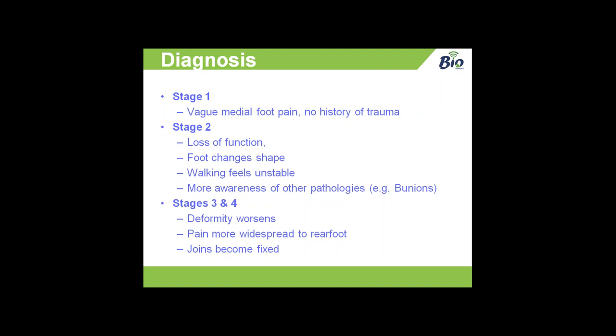This sometimes, depending on how long they've had it, because of their gait altering ever so slightly, they can become more aware of other existing pathologies, so something like bunions or hallux rigidus or metatarsalgia, and it may actually be that the patient comes to see you with their HAVs, bunions, metatarsalgia, and actually that's secondary to the dysfunction of the tib post.